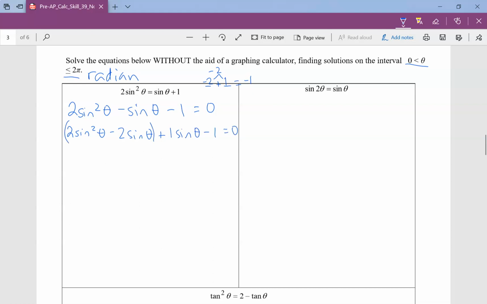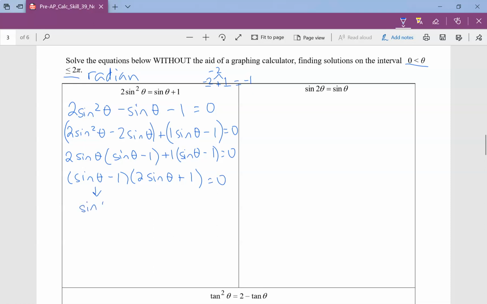And we factor by grouping. First group, I have 2 sine theta in common, so I have sine theta minus 1 left over. Second group just has 1 in common, and I'll have sine theta minus 1 left over. My factors are sine theta minus 1 and 2 sine theta plus 1. I set each one of these equal to 0, so that gives me sine theta equals 1 and sine theta equals negative 1/2.